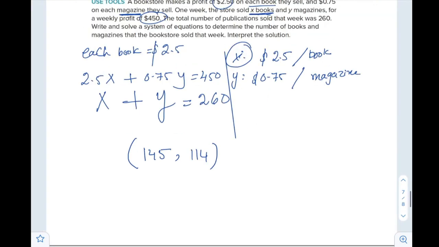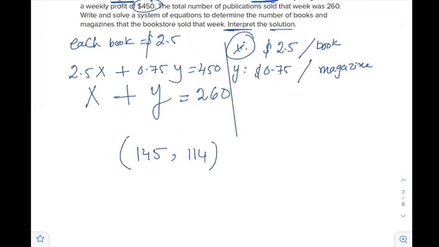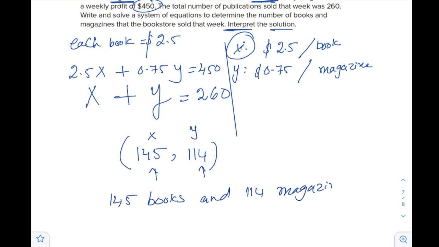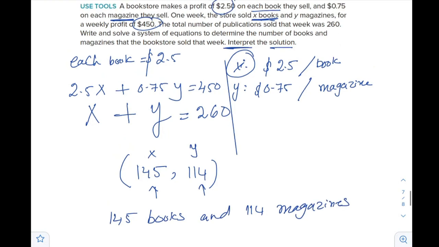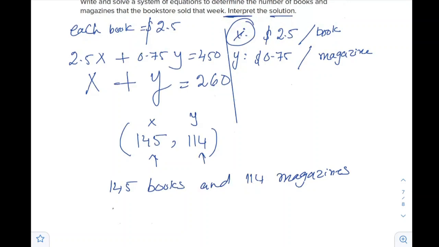Now you are asked to interpret the solution. Interpreting the solution means, tell me, what does that mean in the real life situation that we have here? شو معنى 145, 114? We said from the beginning that X is the number of books. So we have here 145 books. And we said that Y is number of magazines. So 114 magazines. They are selling them, so they were sold to have a profit of $450.